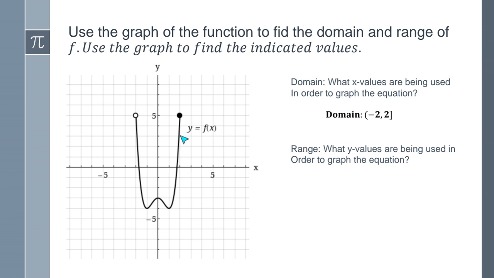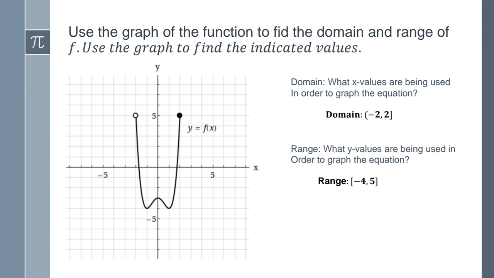Okay, now the range, we're going to look at the y values. So you always want to write your smallest value first. And so you're going to have from -4, which is right here, all the way till we get to 5. And I'm going to use brackets on both because these points for y are being used to create the graph.